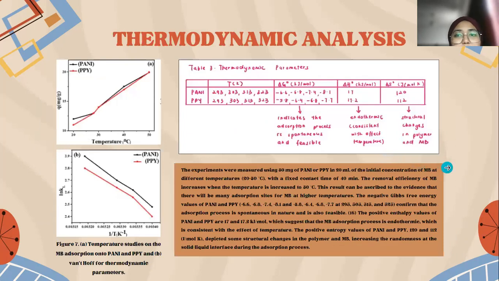So the last one is in terms of thermodynamic analysis. Figure A is the temperature study on the methylene blue adsorption onto polyaniline and polypyrrole, and B is the Van't Hoff plot for the thermodynamic parameters.